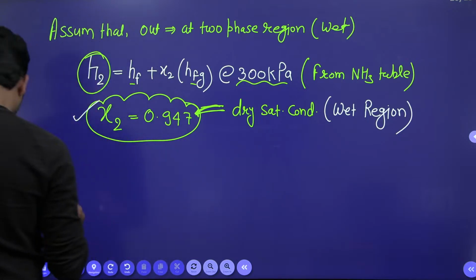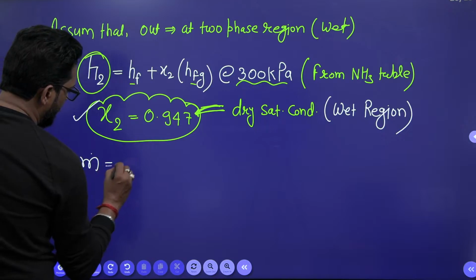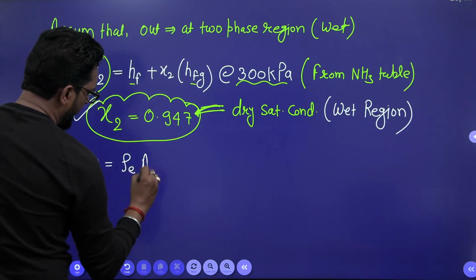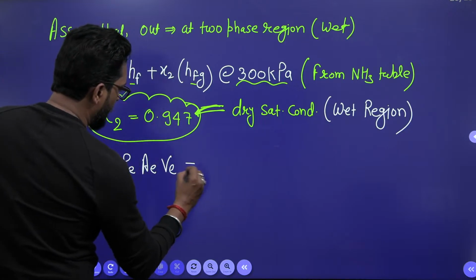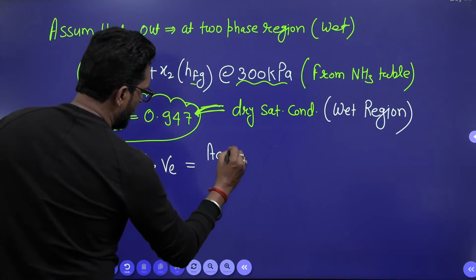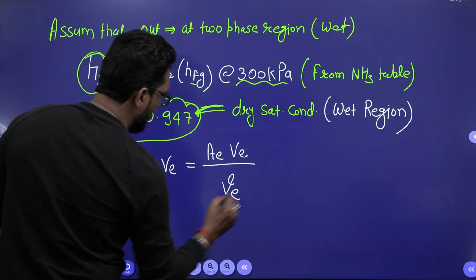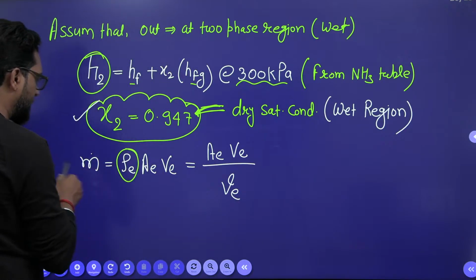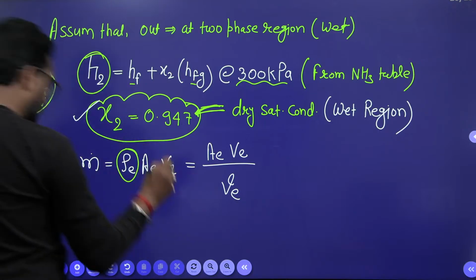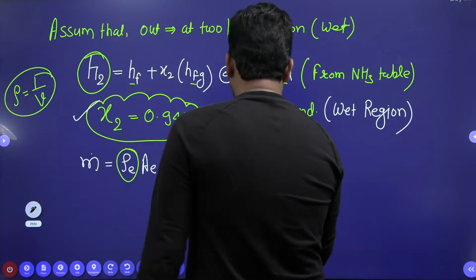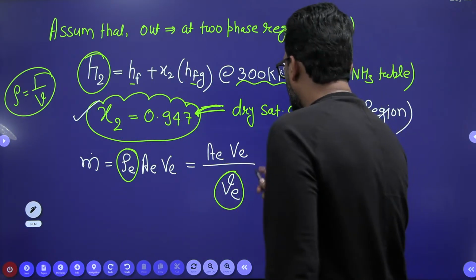Now we have to find the exit area. Mass flow rate is density at exit times area at exit times velocity at exit. So area at the exit is mass flow rate times specific volume at the exit divided by the velocity at exit. Why? Because density is inversely proportional to specific volume. Now the exit is in the wet region, because it has a dryness fraction.